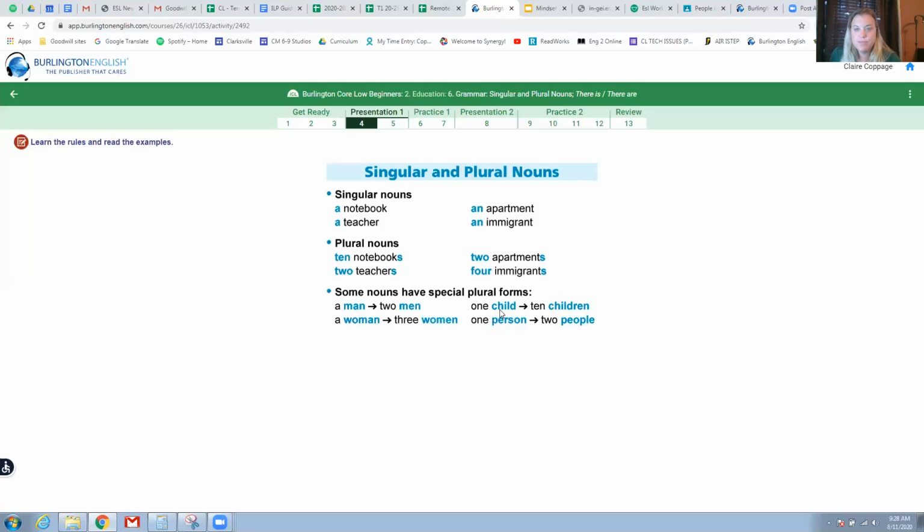Child. Children. No S. Person, one person. And then people. Good. So those are some examples of some irregular plurals. We'll be on the lookout for those.